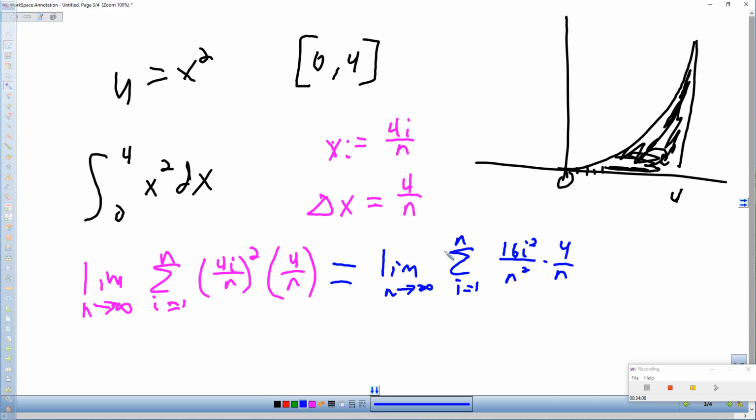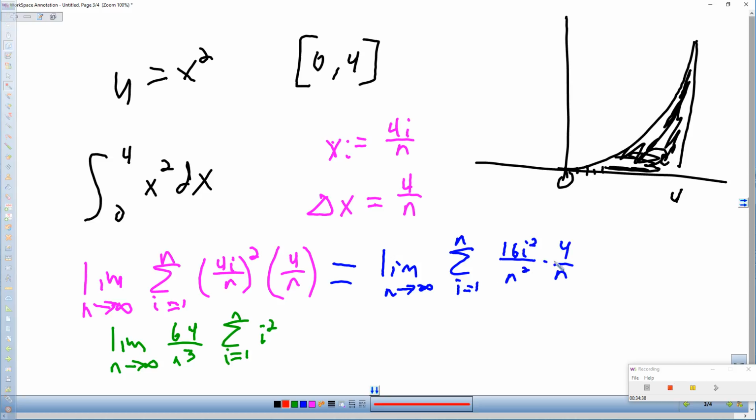Now what am I going to be able to take out of this? I can multiply 4 times 16. You can take most of it out. So I'm going to get the limit as n goes to infinity of 64 over n cubed, and what's left over? i squared. So the sum i equals 1 to n of i squared. So I did n times n, I get n cubed on the bottom.